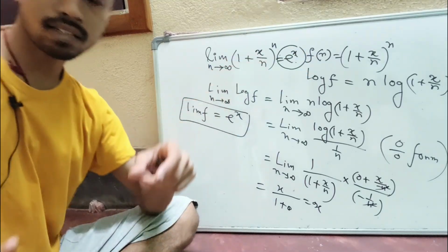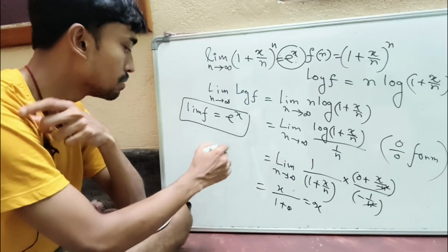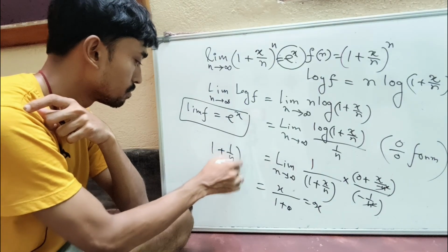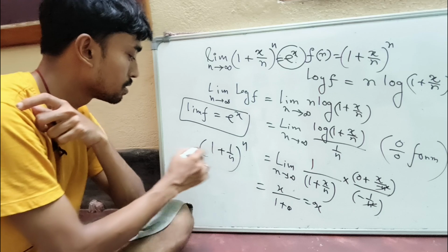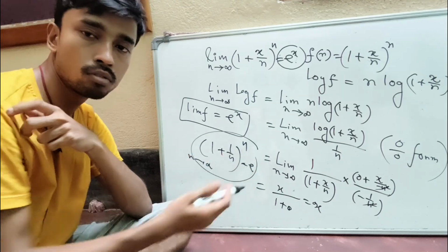And we know that if x is 1, then it becomes e to the power 1, which is e, which is the standard limit of this kind of format. As n tends to infinity, we know that is e. So that is how it is.